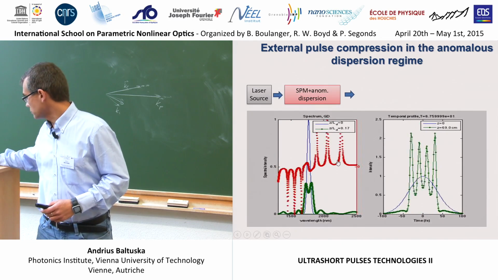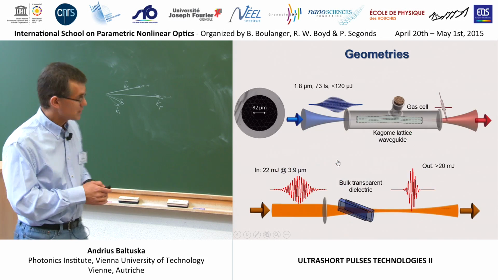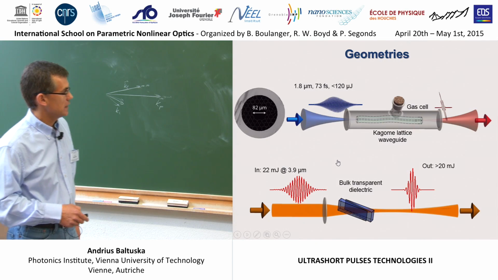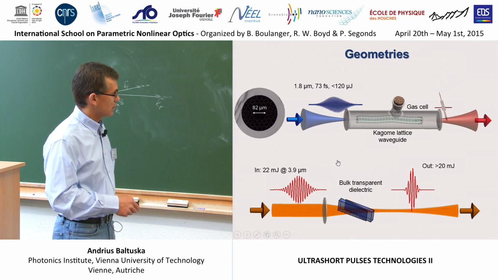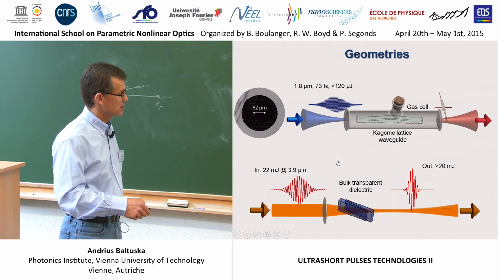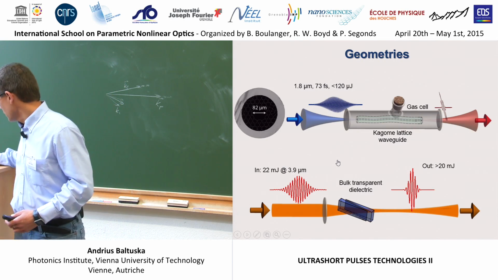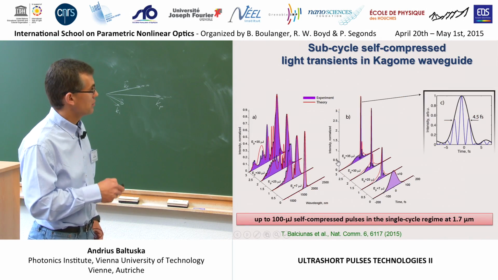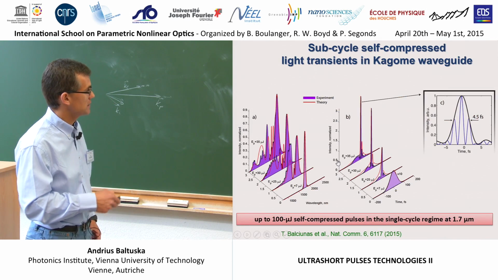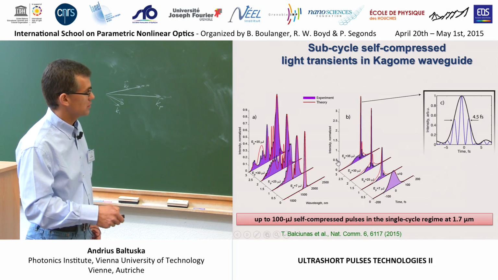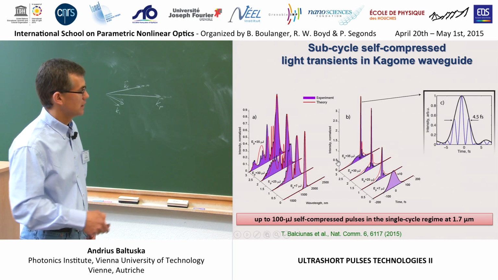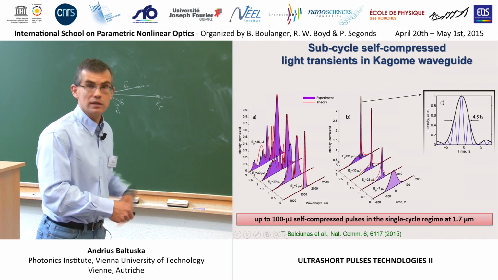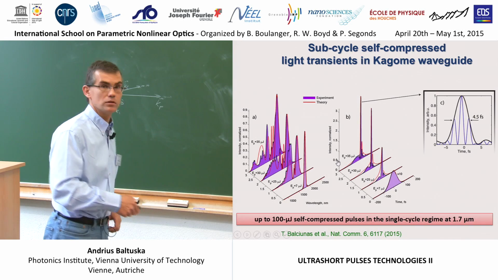Okay, so how does it work in practice? Those are the 2 geometries: a piece of Kagome fiber with gas, as was discussed yesterday, or a high energy millijoule pulse going through a piece of bulk. For the first case, that's what we get out of a Kagome fiber at the wavelength of 1.7 microns. This is the initial spectrum, this is the broadened spectrum, and that's the initial pulse, that's the final pulse. So you can get even below a single optical cycle. It was published very recently. There's the paper that I promised to refer to.